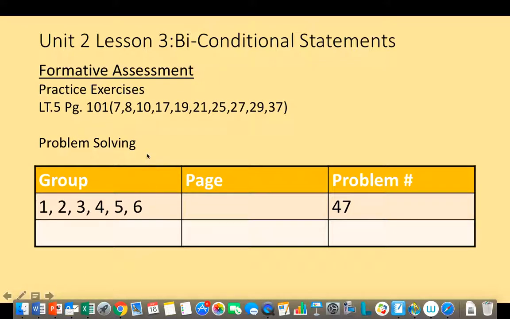All right, so here's your set of exercises for today. Problem solving, do number 47.